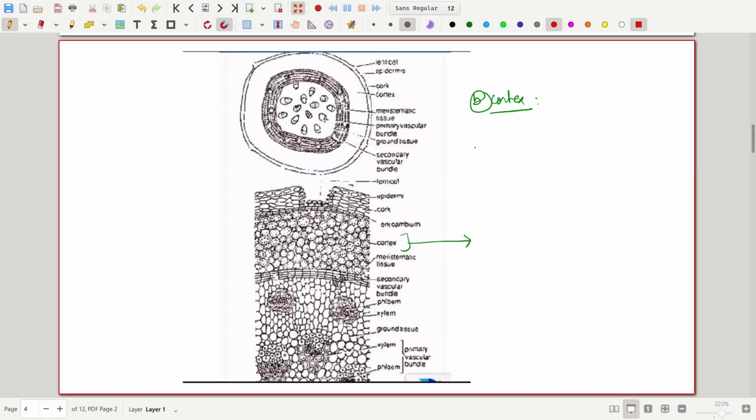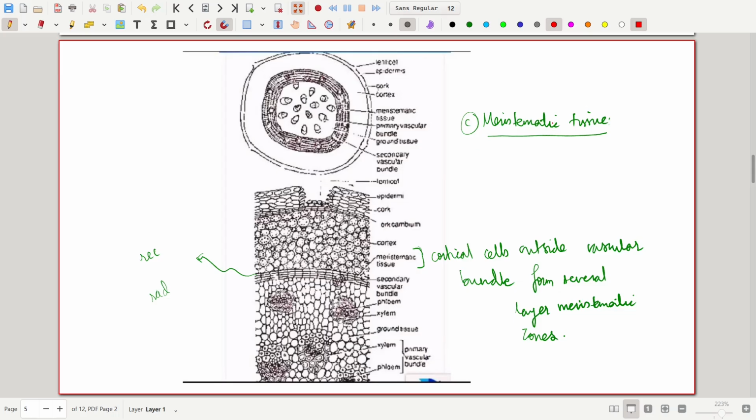In case of the stem of Dracaena, it has an undifferentiated region composed of parenchyma cells that contain starch grains. You can see here there are starch grains present, and likewise next, let's move towards the meristematic tissue. In case of the stem, the meristematic tissue actually is the cortical cells that are outside the vascular bundles.